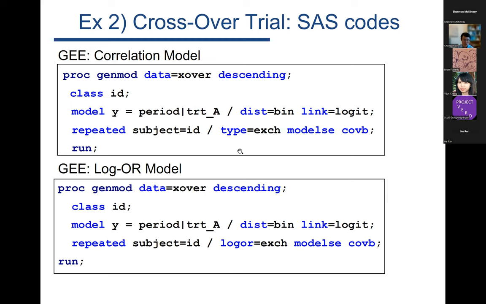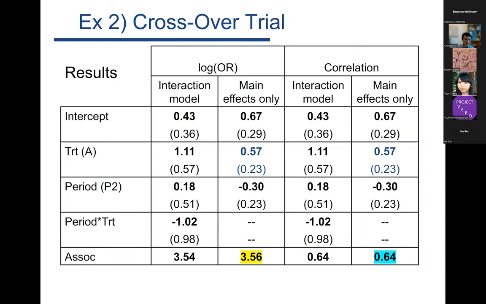And then you need to specify the exchangeable working correlation structure. And if you want to use the odds ratio instead of correlation, you would change the type to log OR. This means you want to use log odds ratios. Let's take a quick look at the results.